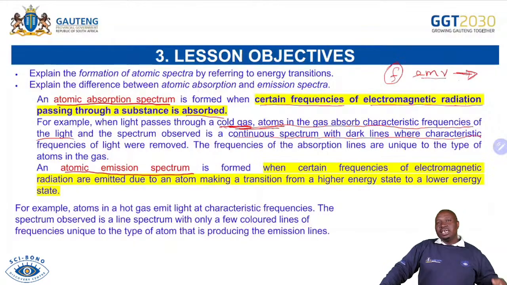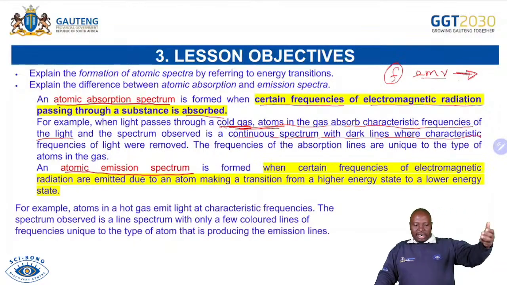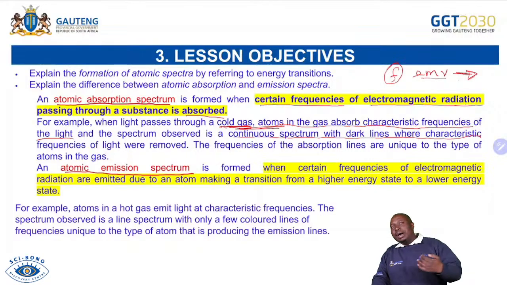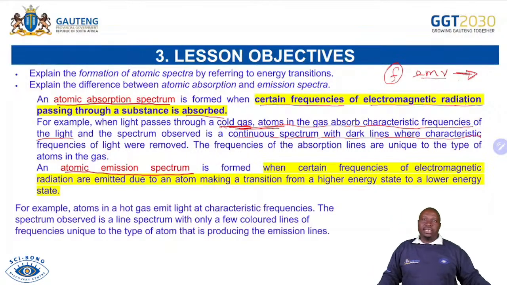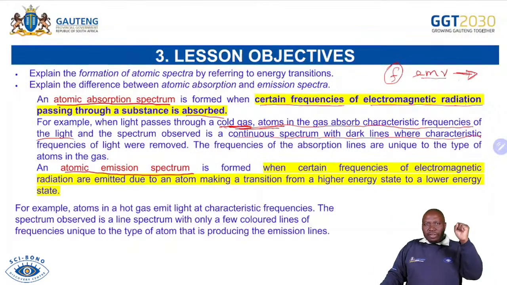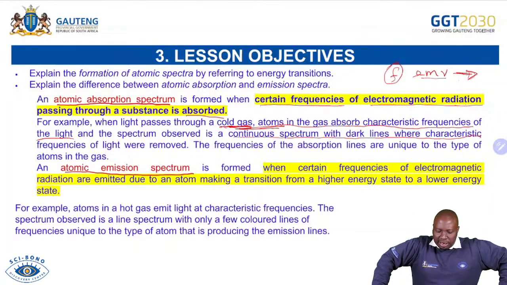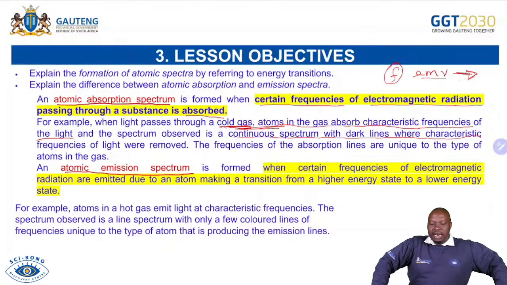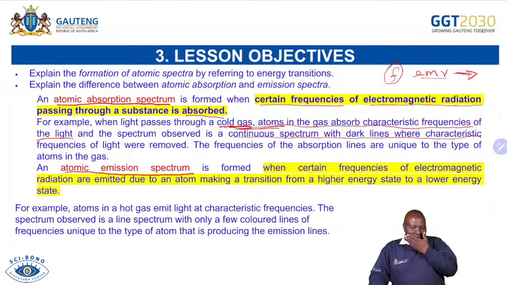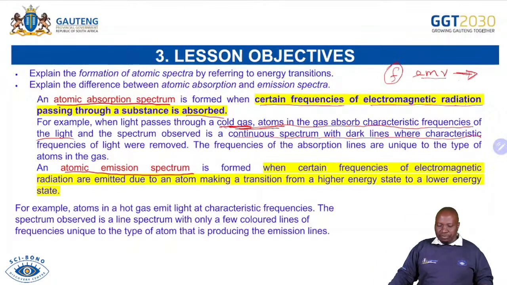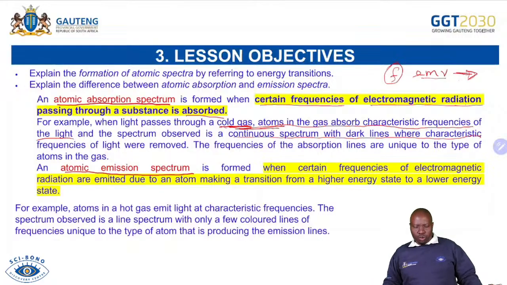I've indicated that this is when our electromagnetic radiation or light passes through a cold gas, and there are atoms within the gas, and those atoms will absorb that frequency of light. The spectrum observed will be a continuous spectrum with dark lines where characteristic frequencies of light were removed. Now you are able to see that.